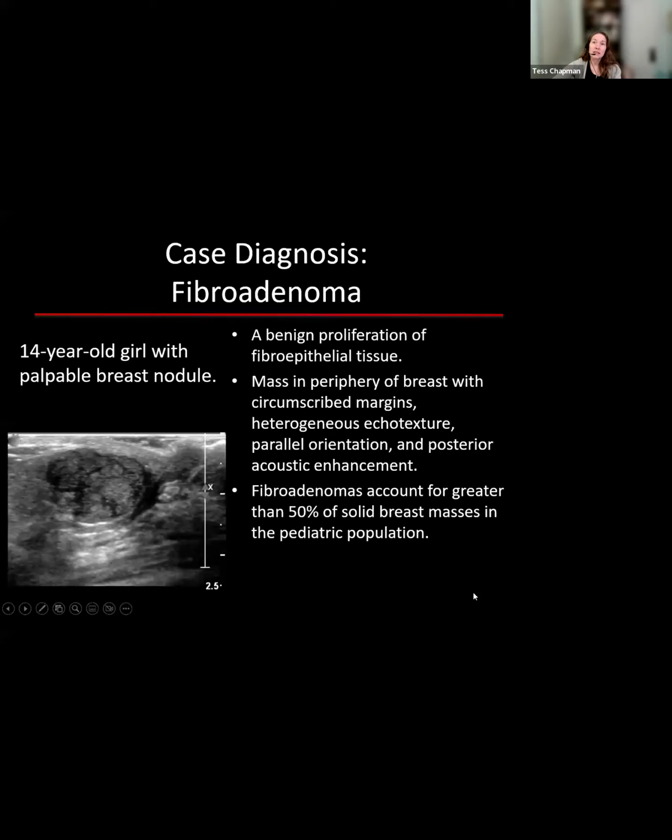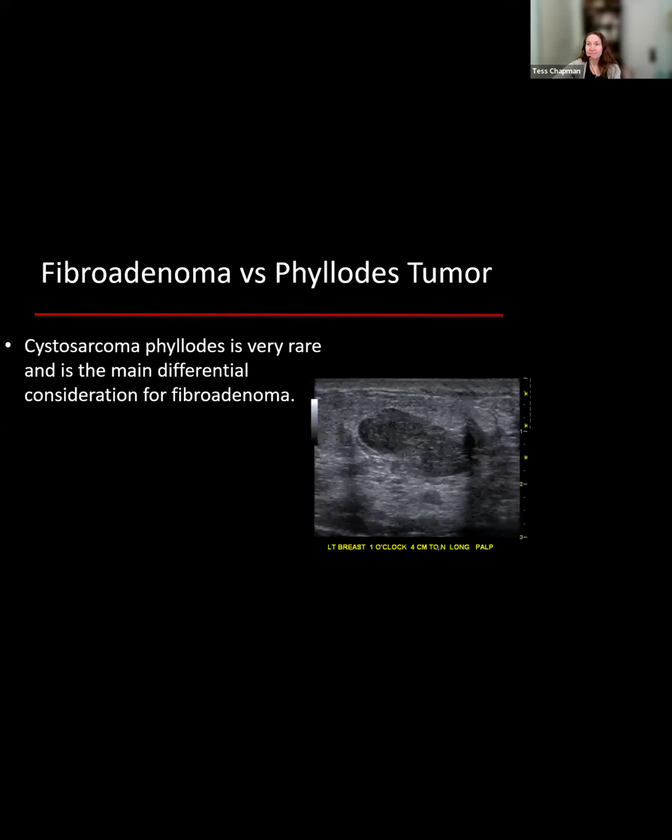They can be solitary, they can be multiple, and they usually present at age 15 to 17 with a painless, slowly growing mass like this. So there is a differential. We want to consider the possibility that we could be looking at a phyllodes tumor.